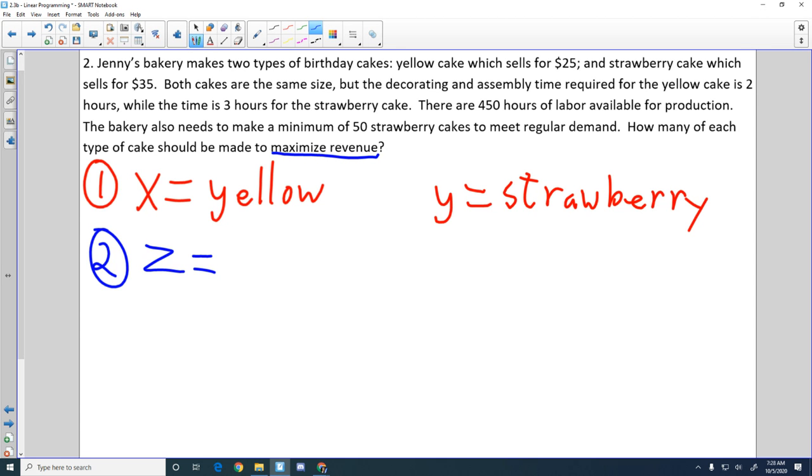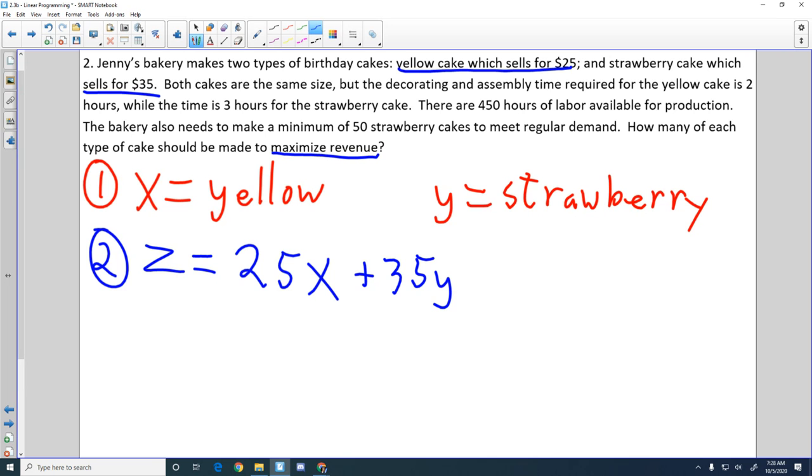So you look through the problem, and it says the yellow cake sells for $25, and revenue is the money that you bring in. So when I sell it for 25, I would make $25 for selling that cake. So I just write this as 25x. And then the strawberry cake sells for $35, so we would write that as plus 35y. So this is the z function.